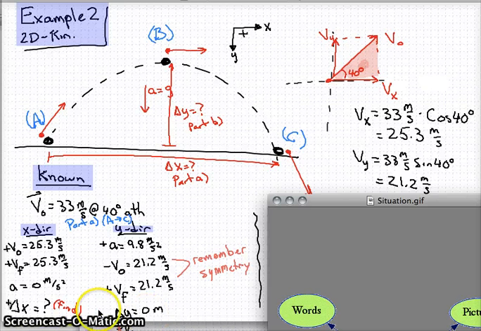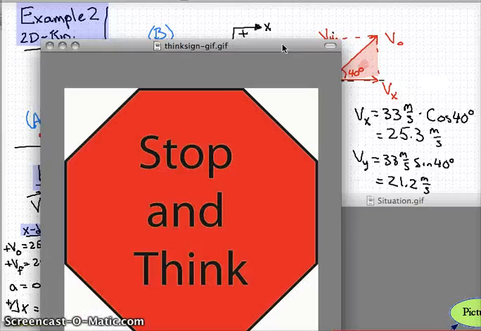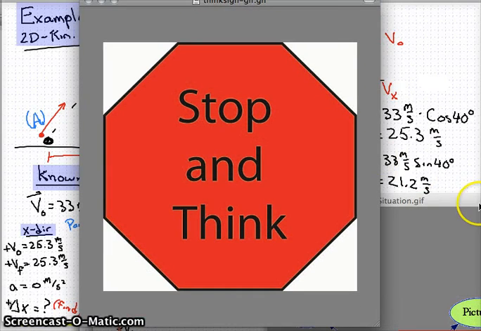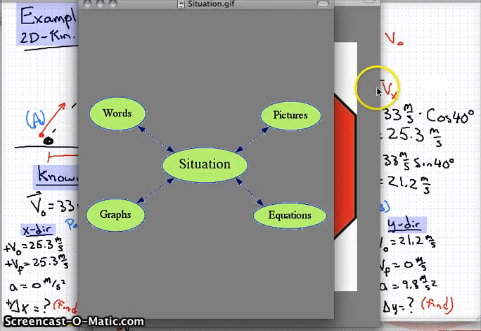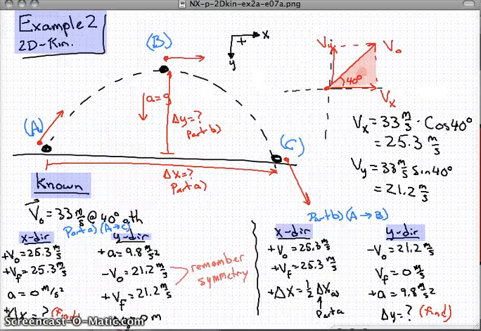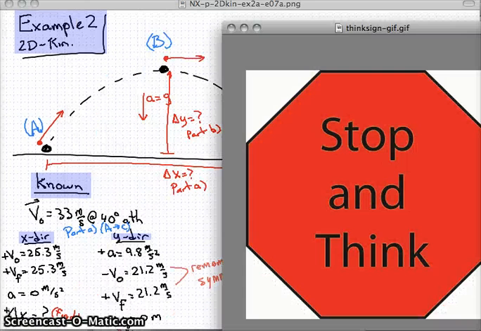Now what I ultimately hope to find here is my delta x. So I'm going to have you go ahead, stop and think about it for a moment. What we've done now is we've taken words and put them into pictures, and now I want you to come up with the equations to solve this. All right, so we are back.